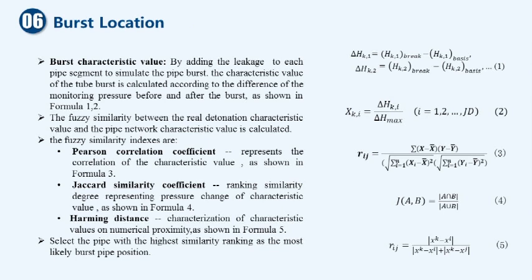The idea is based on the burst location characteristics of each pipe, and the method of fuzzy similarity priority is applied to select the pipe segment most similar to the real burst location characteristics as the burst pipe. The fuzzy similarity indexes include Pearson correlation coefficient, Jaccard similarity coefficient, and Hamming distance.